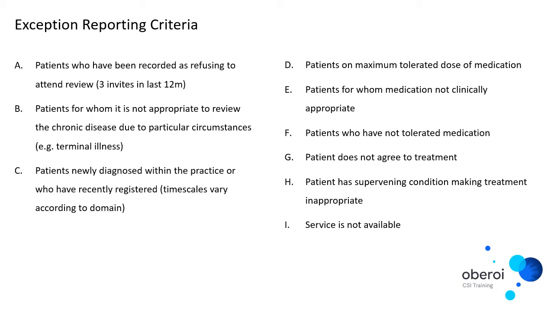Patients newly diagnosed within the practice or who have been recently registered, and these timescales will vary according to whichever clinical domain you're looking at, so normally around 3 months, but in some it doesn't apply. The next one would be patients on maximum tolerated dose of medication. For example, the HbA1c reading. If a patient has a reading that is above the target level, but you can't give them any more medication, then they can be coded to say they're on maximum tolerated dose and therefore they don't apply for that indicator.